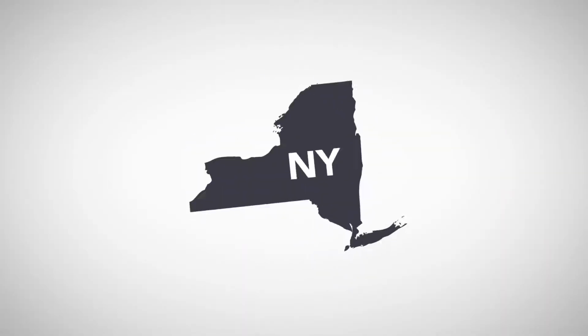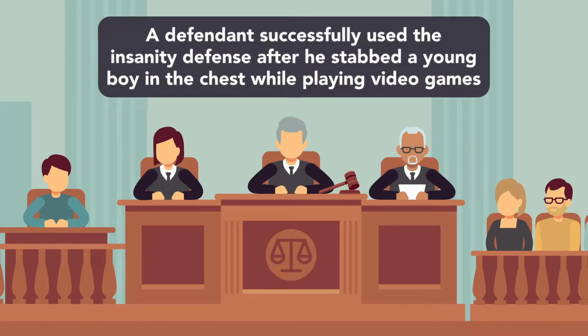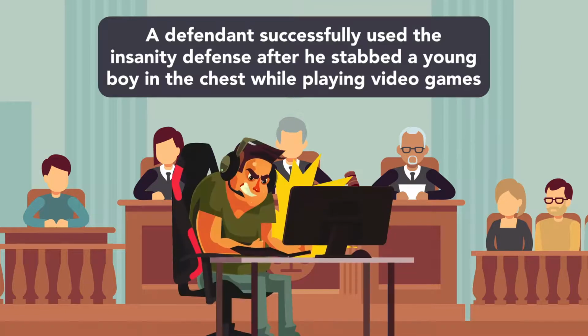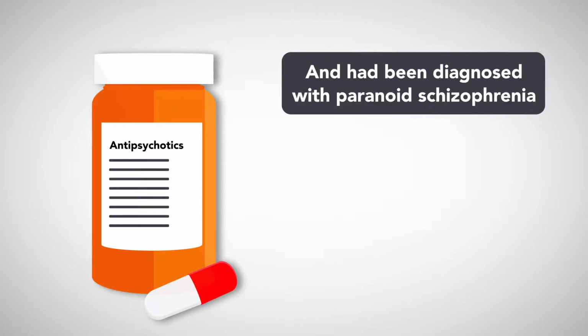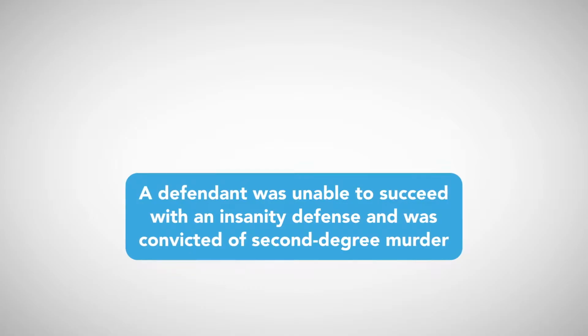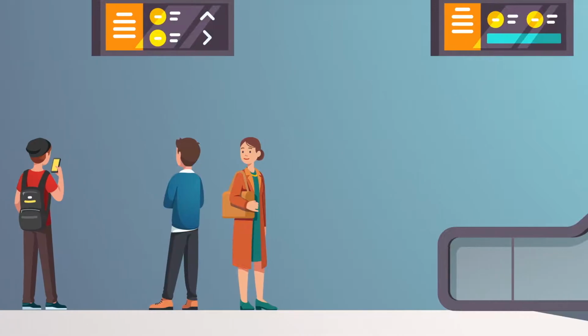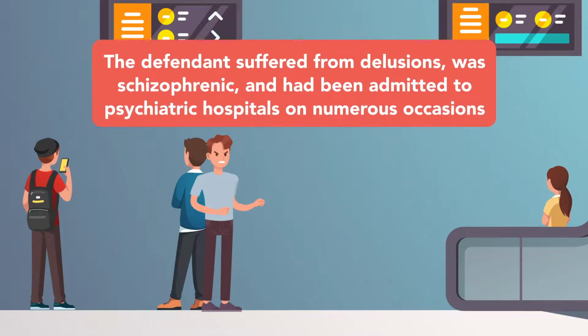Consider the following case examples from New York applying the Model Penal Code test. In one case, a defendant successfully used the insanity defense after he stabbed a young boy in the chest while playing video games. At the time, the defendant was taking an antipsychotic medication and had been diagnosed with paranoid schizophrenia. In another case, a defendant was unable to succeed with an insanity defense and was convicted of second-degree murder after he pushed a woman onto subway tracks during a psychotic episode. The defendant suffered from delusions, was schizophrenic, and had been admitted to psychiatric hospitals on numerous occasions in the past.